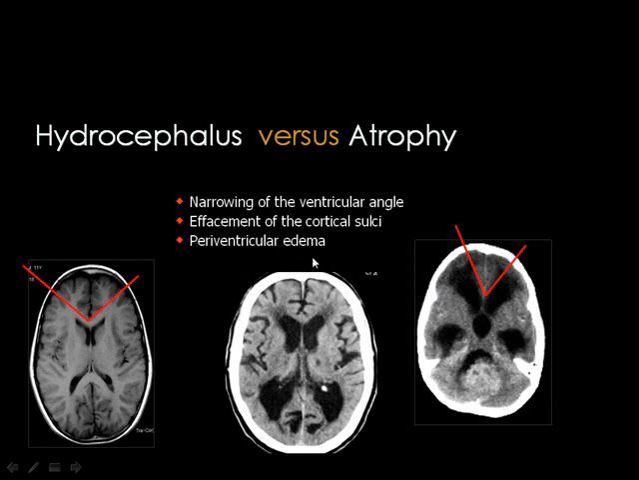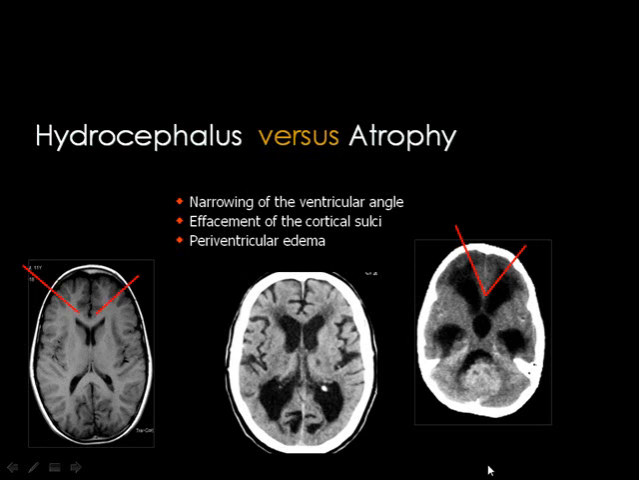Then the periventricular edema means that the increased intraventricular pressure is reflected by retrograde extension of the CSF through the ventricular wall, what we call the periventricular edema. This hypodensity around the ventricles means that there is retrograde transependymal CSF permeation.